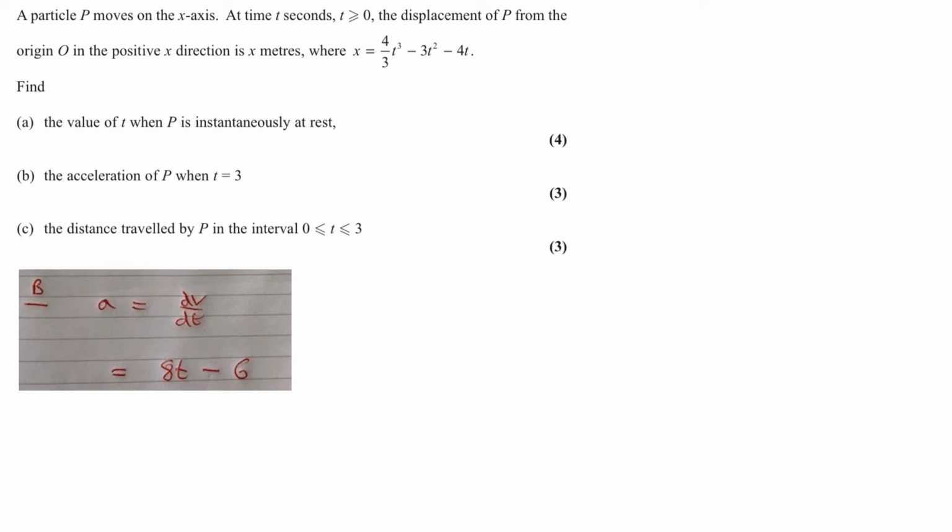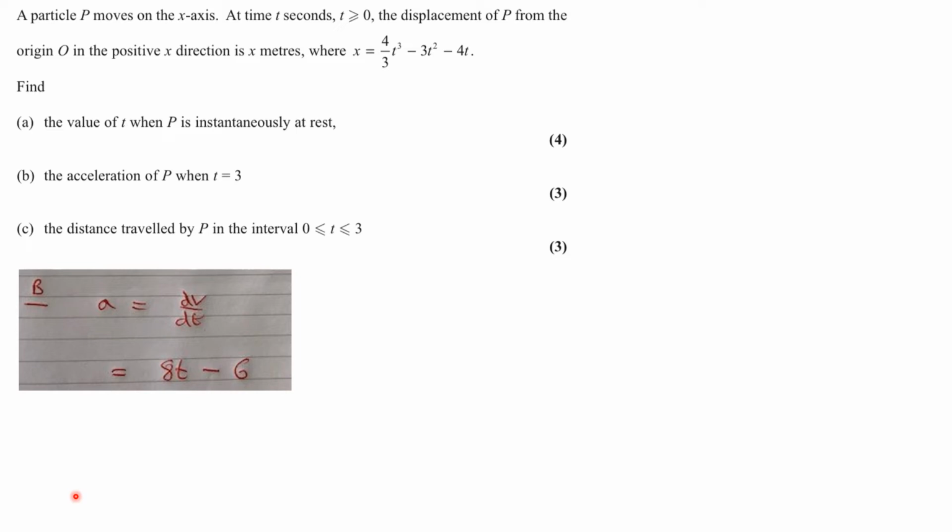A is the differentiation of the velocity, which we found in part A, which was 4t squared minus 6t minus 4. That simply differentiates to 8t minus 6. That's the general acceleration. And then pause, take a step back. What do I want to do with the acceleration? Well, I want the acceleration at a specific time value. So all I do now is substitute t equals 3 into here.